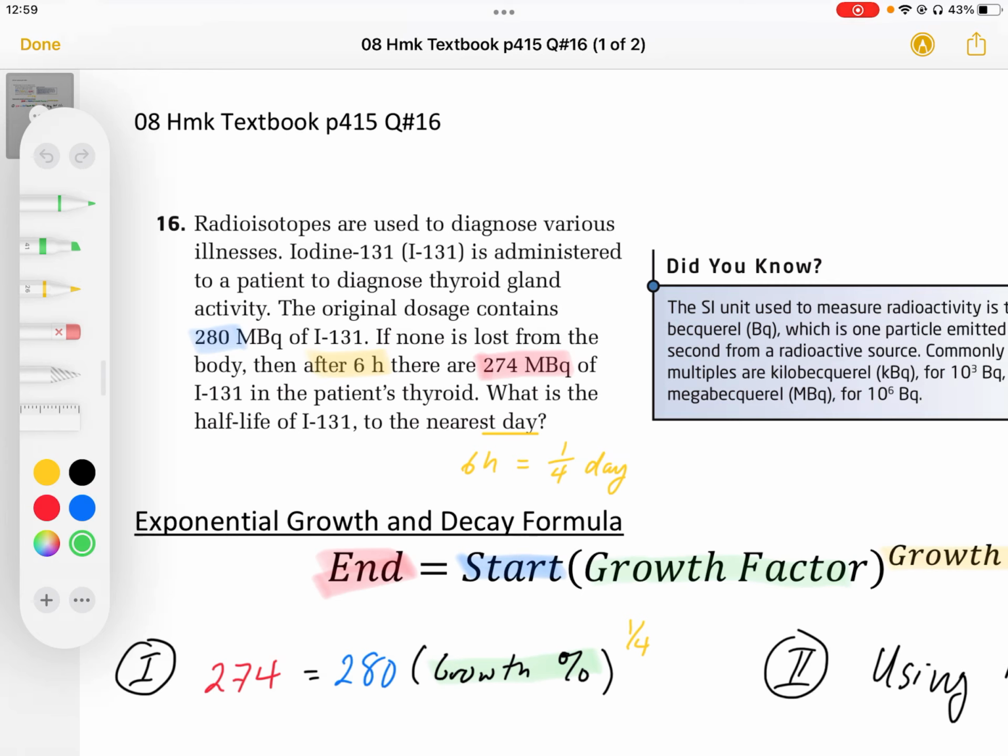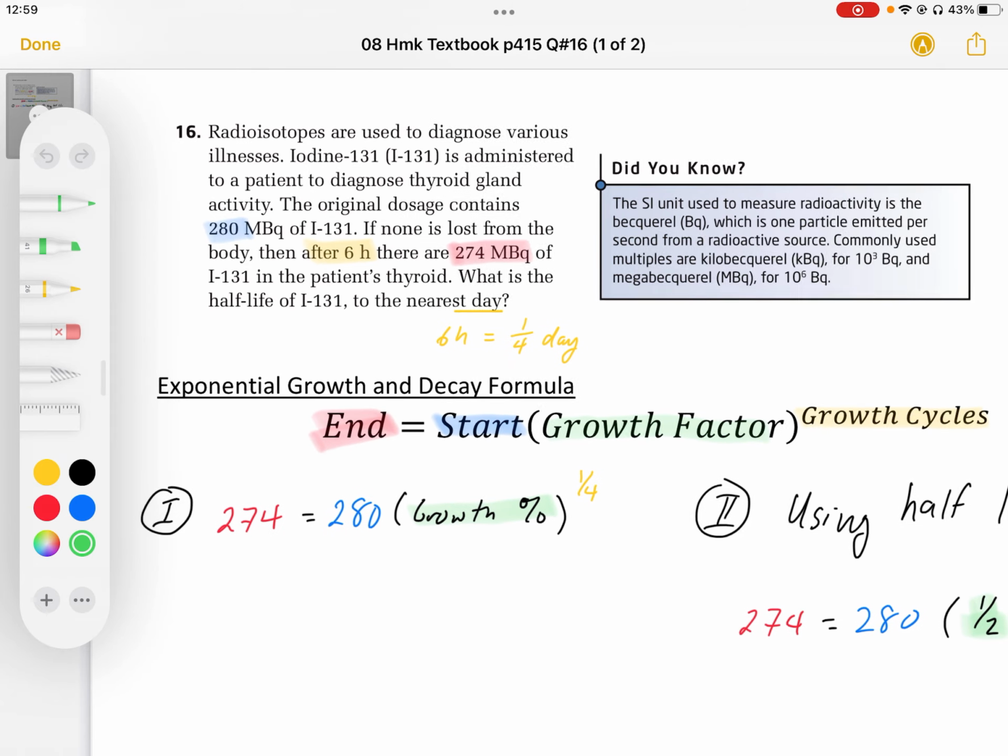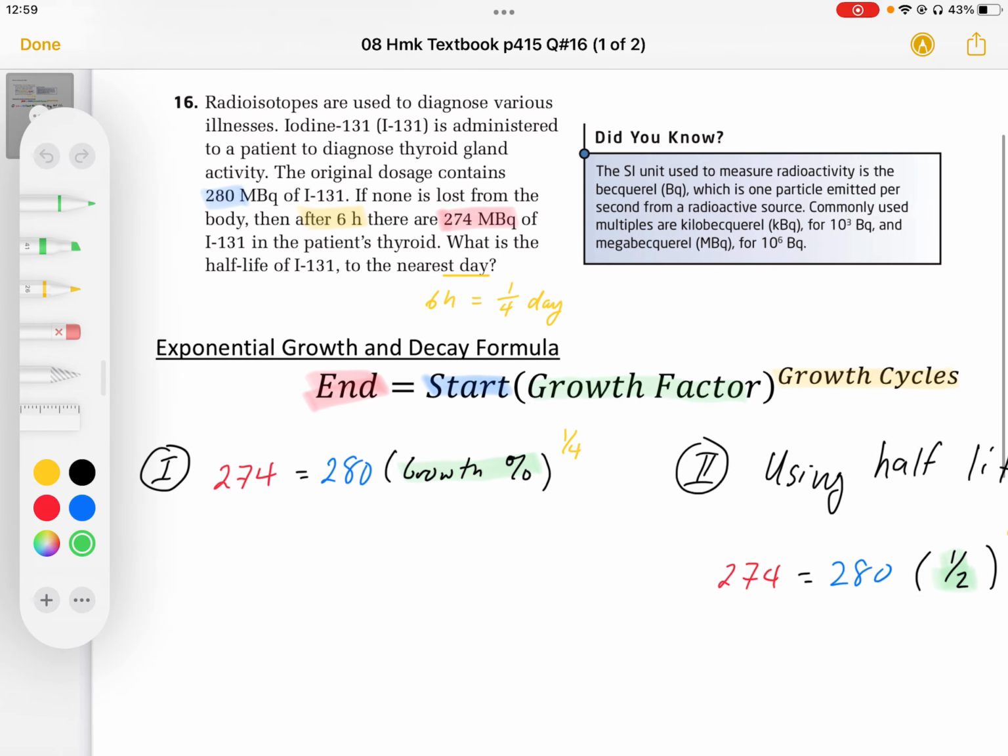So what is the half-life of iodine-131 to the nearest day? So first of all, we are given time in hours, so we convert that into days. And we need to use our exponential growth and decay formula.